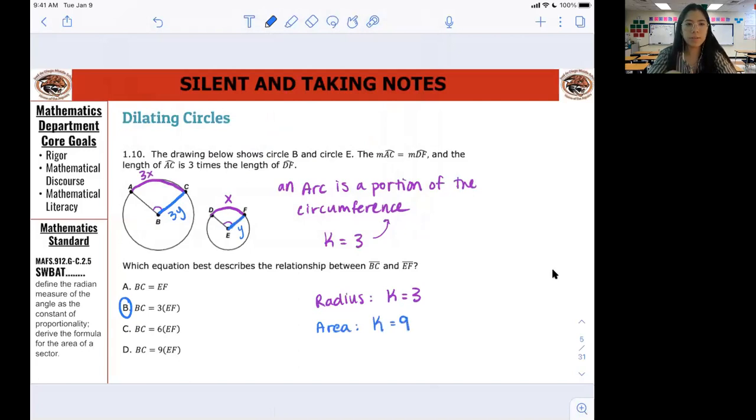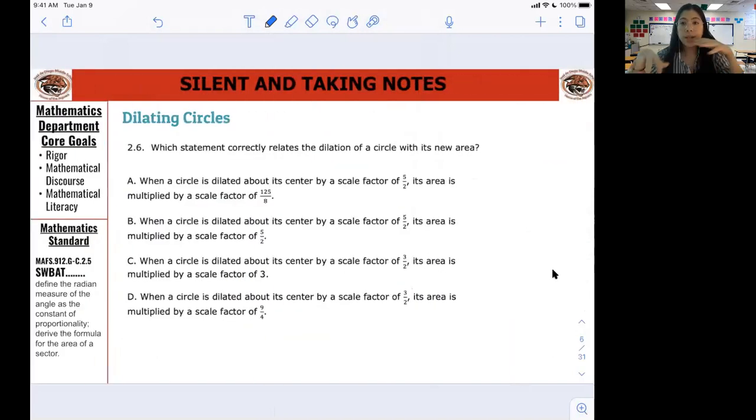All right, let's try another one. Now, no pictures, so read this one carefully. I just want to see how we do on a poll. Now, I know we just learned about this, but read it carefully and see if you can figure this one out.